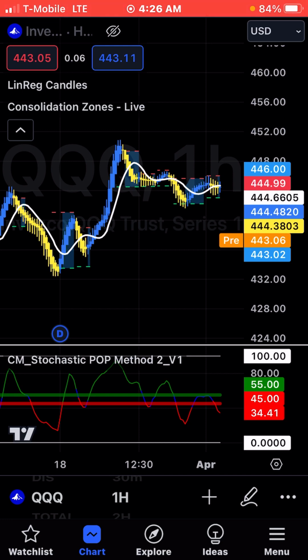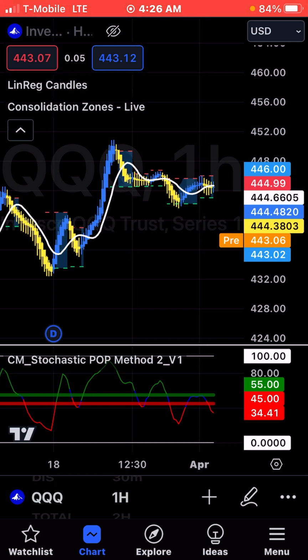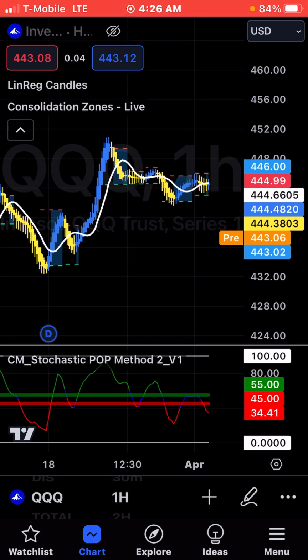But definitely, if you use this strategy with the CM Stochastic and the linear lines, it will help you find signals. And I do this on the hour. I don't do this on the smaller time frame. You do have to wait longer to find the signal when you're dealing with it on the hour. But to me, it seems with the charts, it's well worth it.